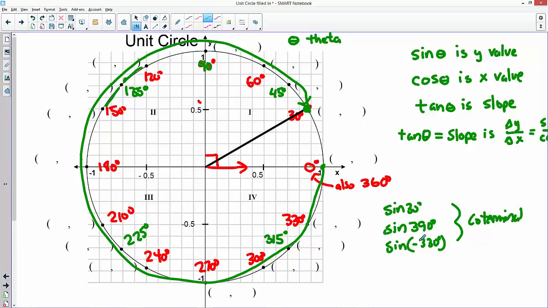Okay, meaning that if you put them in the calculator or if you look them up in the unit circle, they're all going to be the same.